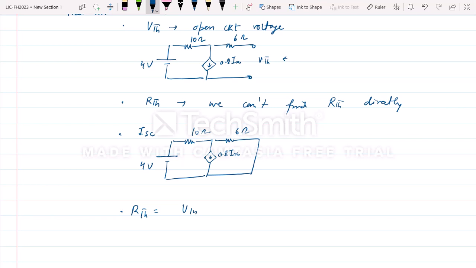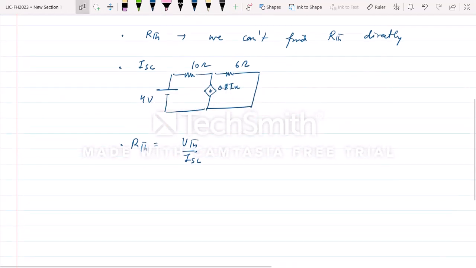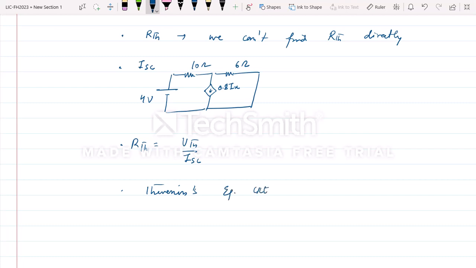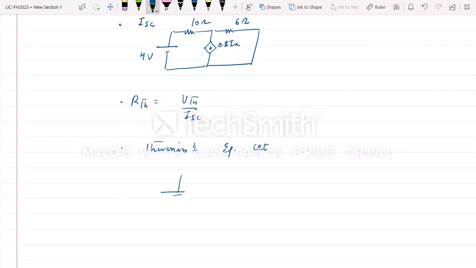Then the third step is RTH equals VTH upon ISC. Once we get RTH, we draw the Thevenin's equivalent circuit, which is VTH and RTH. So we are reducing the circuit across the terminal where we are going to find the voltage or current. This is the Thevenin's equivalent circuit.